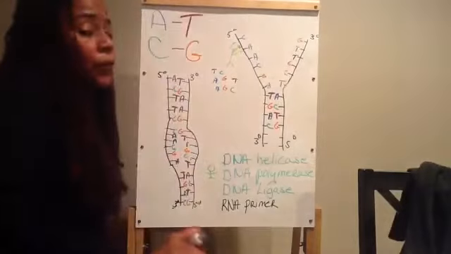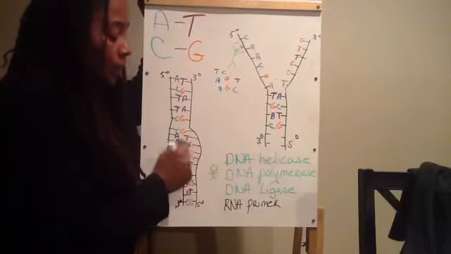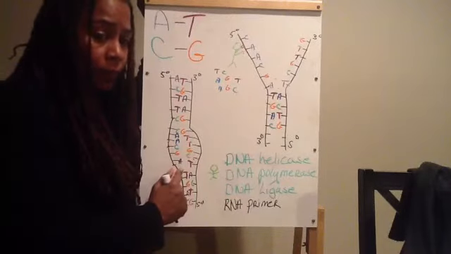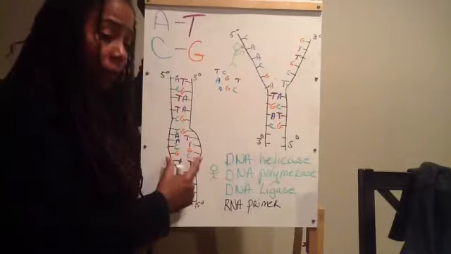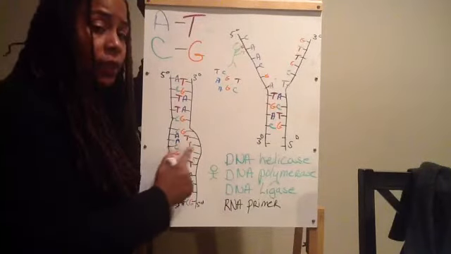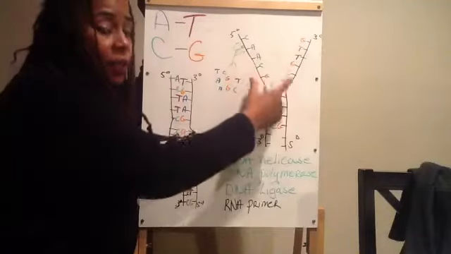Okay, so the first thing that's going to happen is that the enzyme DNA helicase is going to come along and unwind a segment of the DNA, creating the replication bubble. The unwound strands, the complementary strands of the DNA, will then serve as templates for building a new strand. So I've magnified this section here.